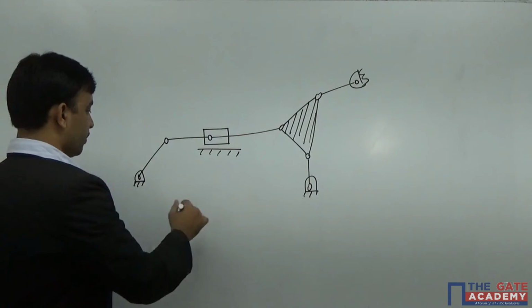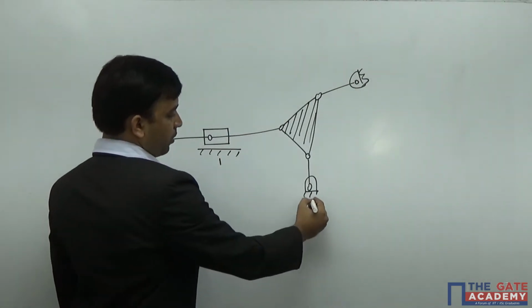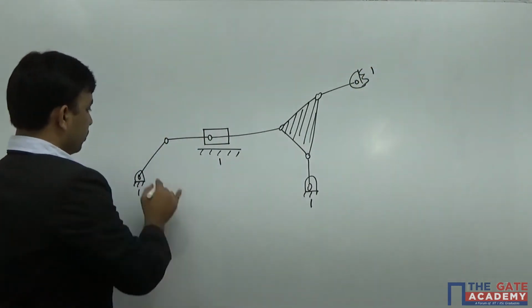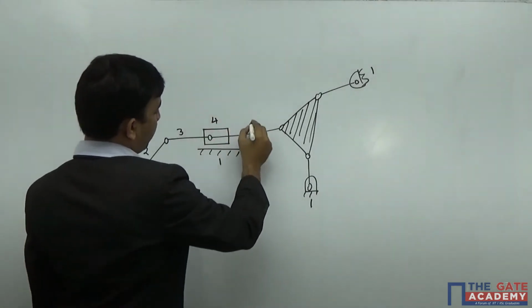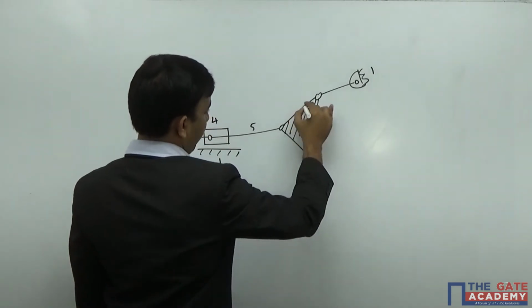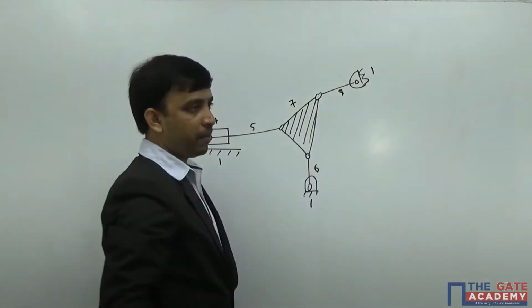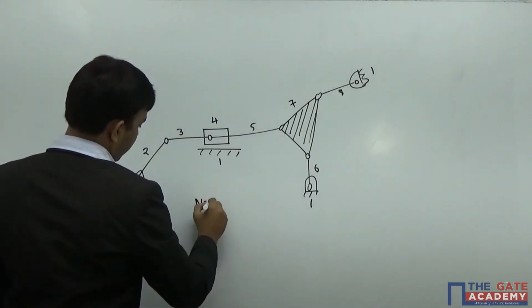If you look at the system, this is a fixed link, link number 1. This is also a fixed part, link number 1. This is also a fixed part, link number 1. This is link number 2, this is link number 3, this is your slider, link number 4, this is link number 5, this is link number 6, it's a hatched part, and link number 7 and link number 8. The number of links here is 8.